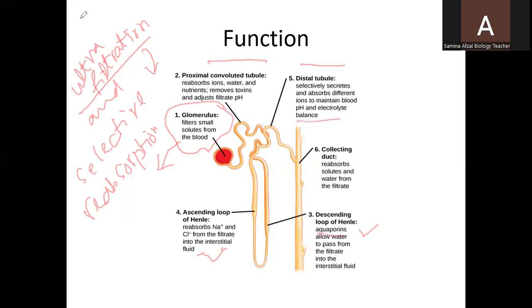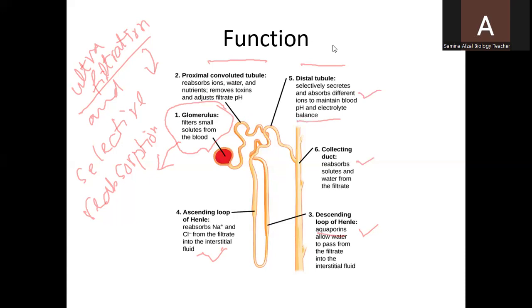So electrolyte balance is maintained as they are reabsorbed, pH is maintained, and then reabsorption of solutes and water from the filtrate will take place in the collecting tube. So in this way, these two major functions take place. In the first part, ultrafiltration, and then the selective reabsorption of the different substances.